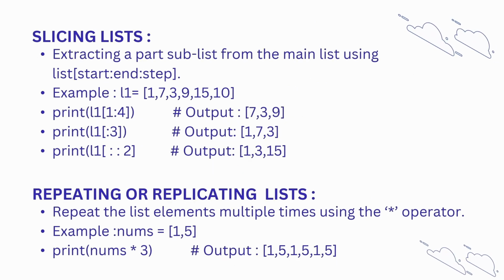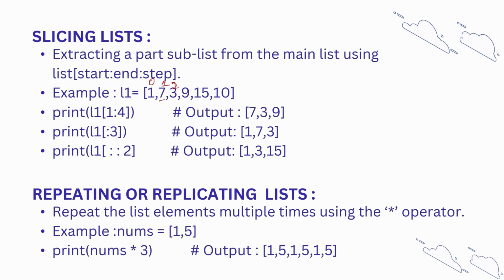So next is slicing lists. Slicing means extracting a subpart from the main list using list, start, end, step. Here we have this list 1, 7, 3, 9, 15, 10. We want L1 1 to 4. So this is the 0th position, this is the first position, this is the second position. Here we say from 1 to 4.